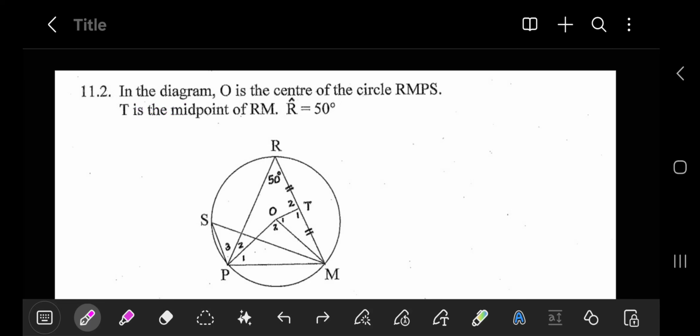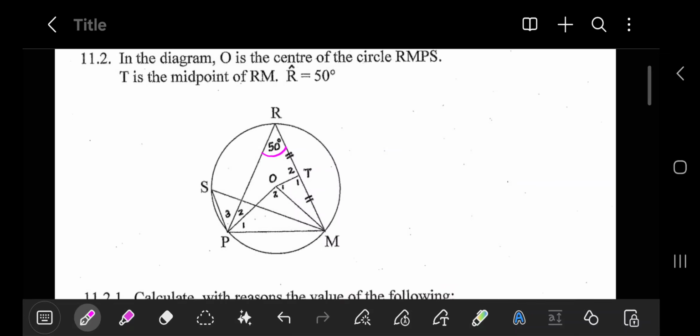It says T is the midpoint of RM. Now, if you look at line RM, yes, it does make sense why T is the midpoint, because we see that RT and TM are equal to each other. Basically, that line RM has been bisected. Angle R is 50 degrees, so that is given to you here.